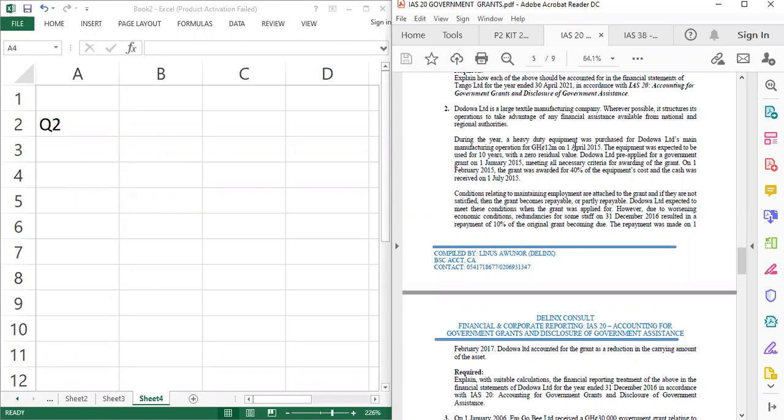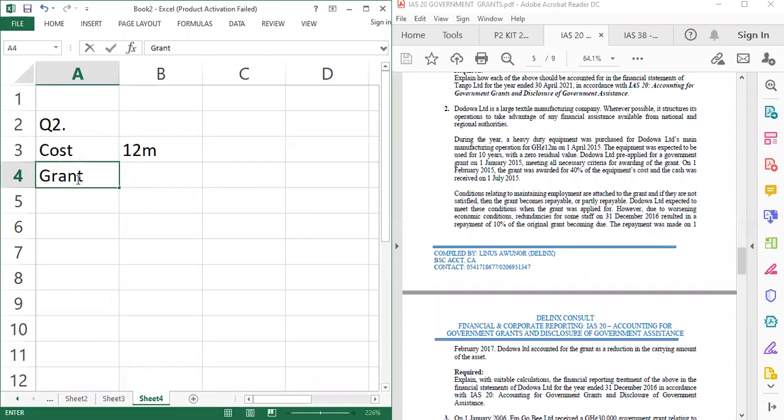When was the asset purchased? 1st April 2015. And what is the percentage of the grant given in relation to the cost? So that will be 24 million. All right, so the grant will be how much? 40% of that amount is what? 4.8. Okay, but they say the company uses what?